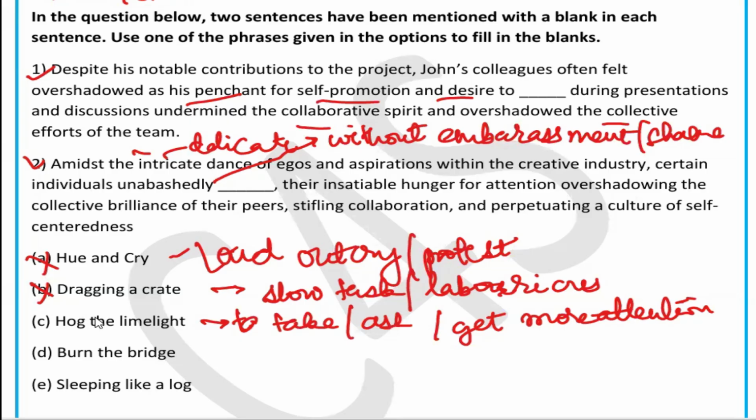Now, when we get an idea that this idiom actually fits in both the sentences, what we can do is just select this correct idiom, correct phrase, and leave the rest, because obviously you can't have two correct options, right? But what I do is explain the meaning of the other phrases also, so that you know what the idea actually is.